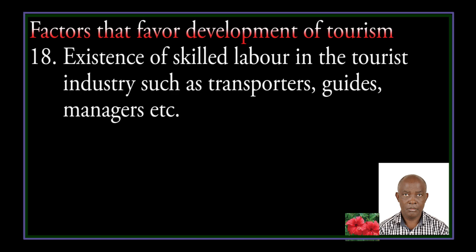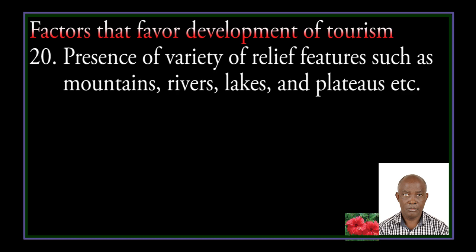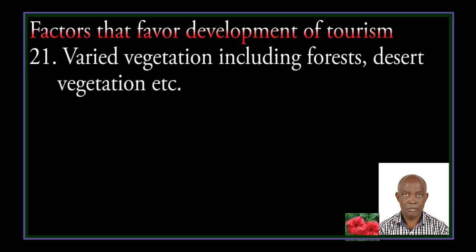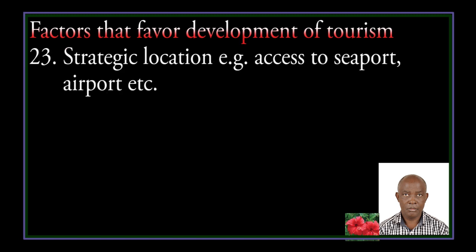Existence of skilled labor in the tourist industry such as transporters, guides, managers, and so on. Favorable climate such as winter and summer. Presence of a variety of relief features such as mountains, rivers, lakes, plateaus, and so on. Varied vegetation including forests, desert vegetation, and so on. Presence of rich wildlife, including animals, birds, insects, and so on. Strategic location, for example, to access port, airport, and so on.